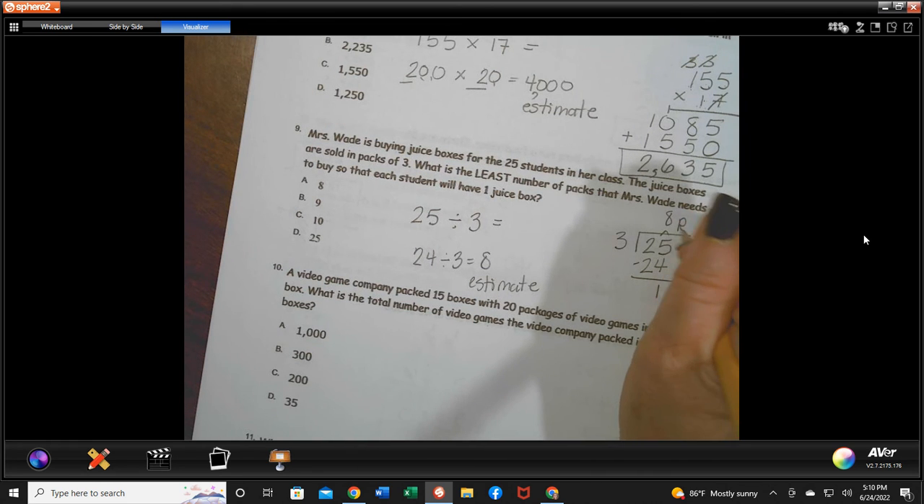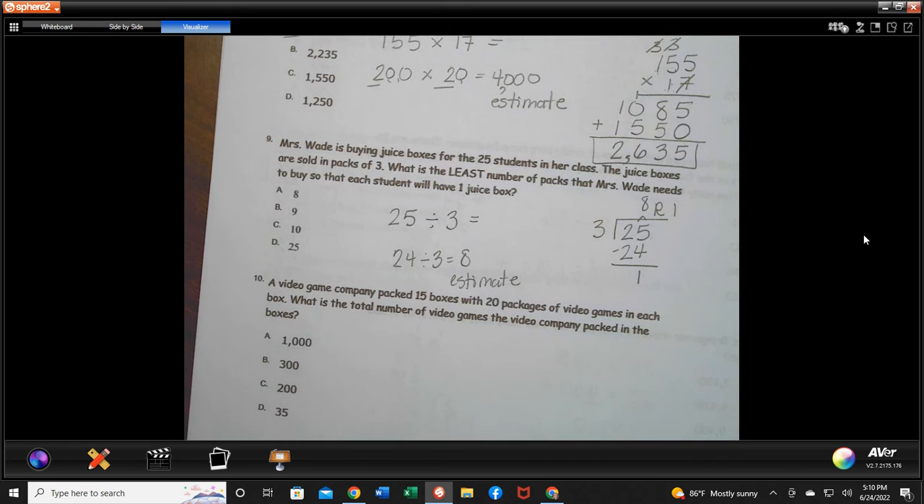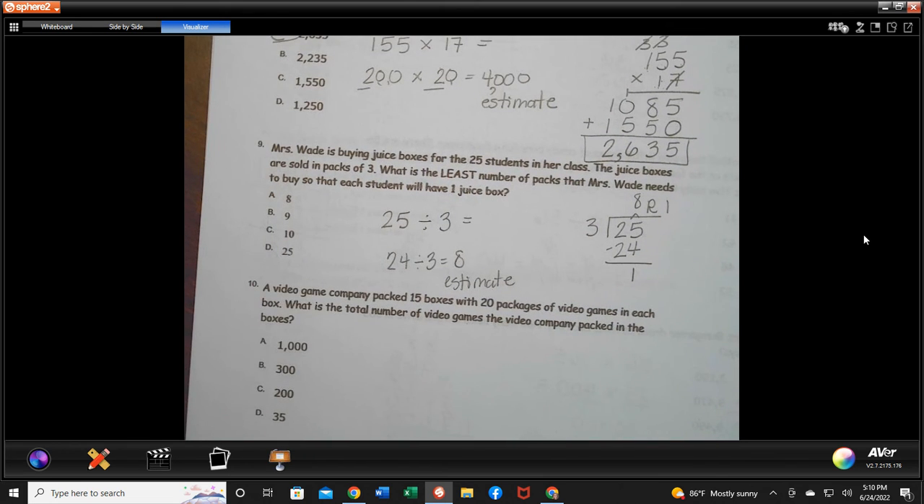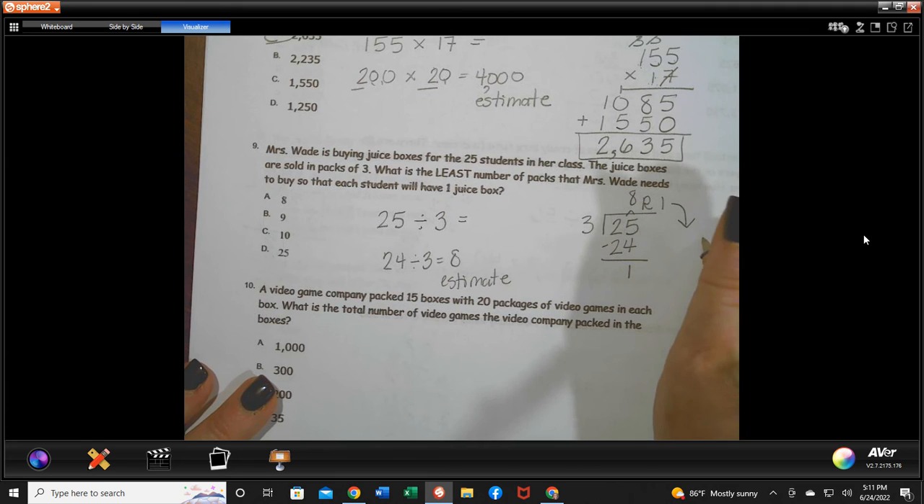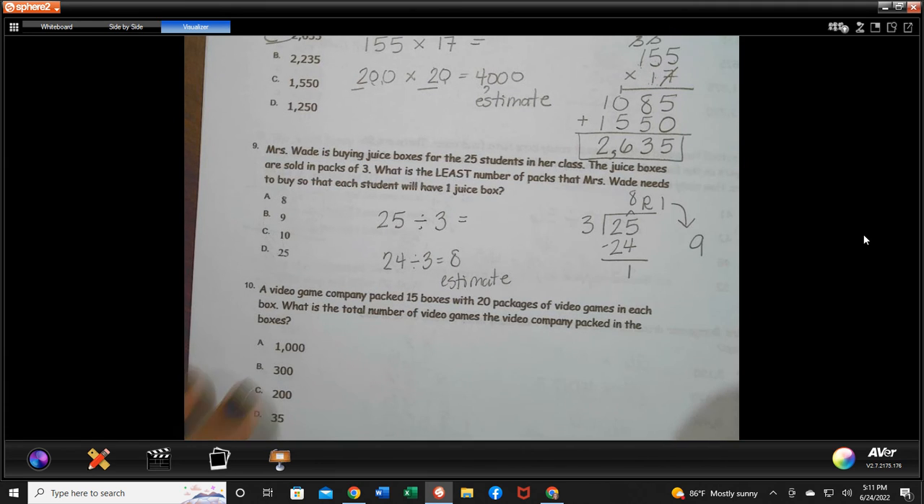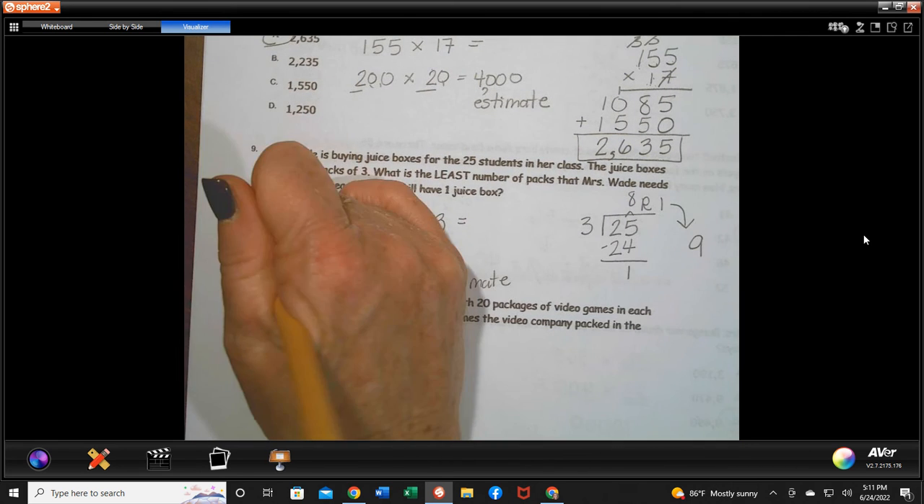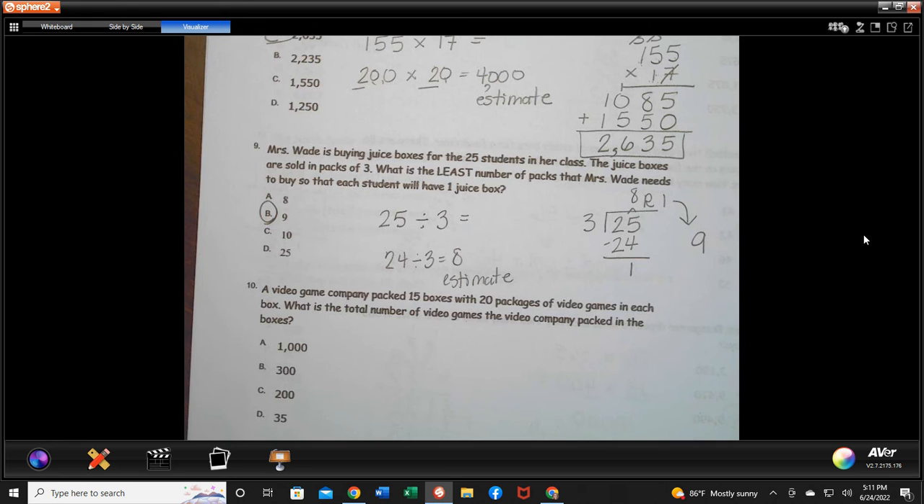Now, wait a minute. Let's talk about what that means. If Mrs. Wade only gets 8 boxes or 8 packs, then she's only going to have 24 juice boxes. How many students does she have? That's right, she has 25. So what we have to do is round this up and get 9 packs of the juice boxes. 9 times 3 would give us 27 juice boxes, which would be plenty. So answer choice B is correct.